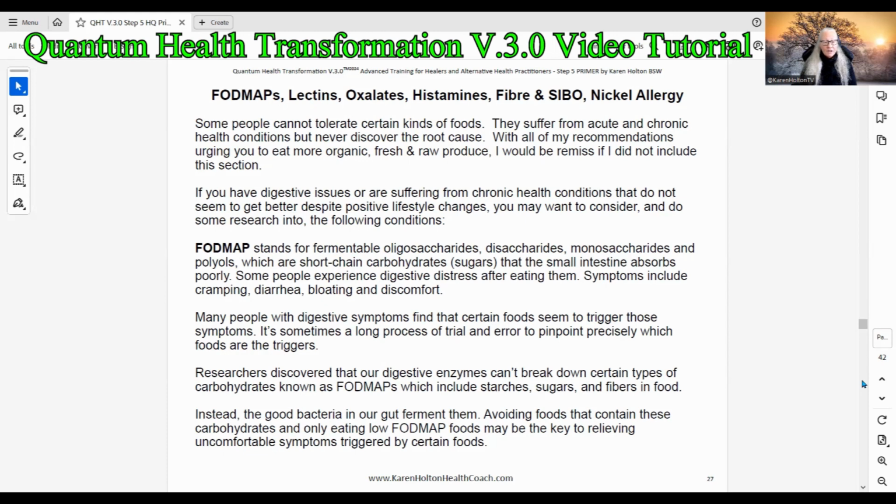Researchers discovered that our digestive enzymes can't break down certain types of carbohydrates known as FODMAPs, which include starches, sugars, and fibers in food. Instead, the good bacteria in our gut ferment them. Avoiding foods that contain these carbohydrates and only eating low FODMAP foods can be the key to relieving uncomfortable symptoms triggered by certain foods.